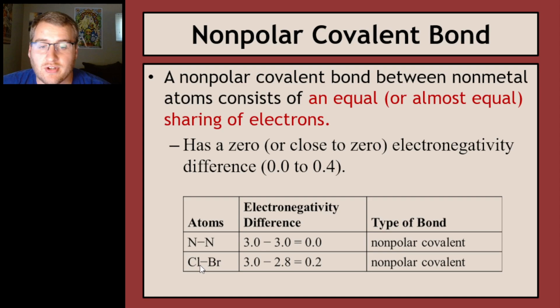Our other example here is chlorine and bromine. Chlorine's electronegativity is 3, bromine's is 2.8. So when we subtract those, we get a difference of 0.2, which is less than 0.4. So even though there's a very slight difference, it is not noticeable at all. So we still consider this nonpolar covalent. This molecule would not be polar. It would not attract things with a magnet, it would not attract other polar compounds, etc.